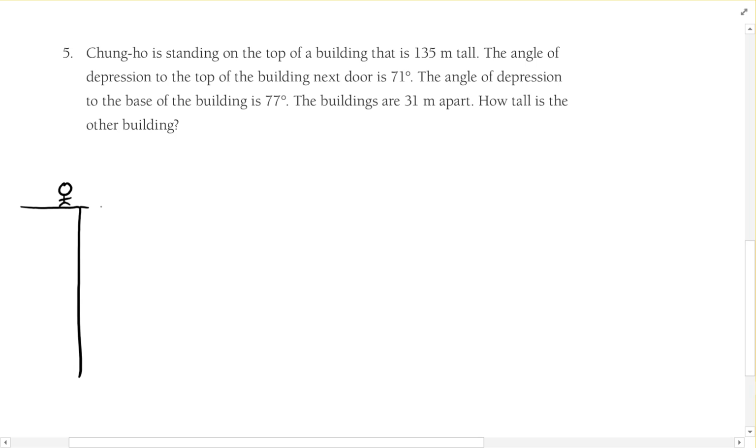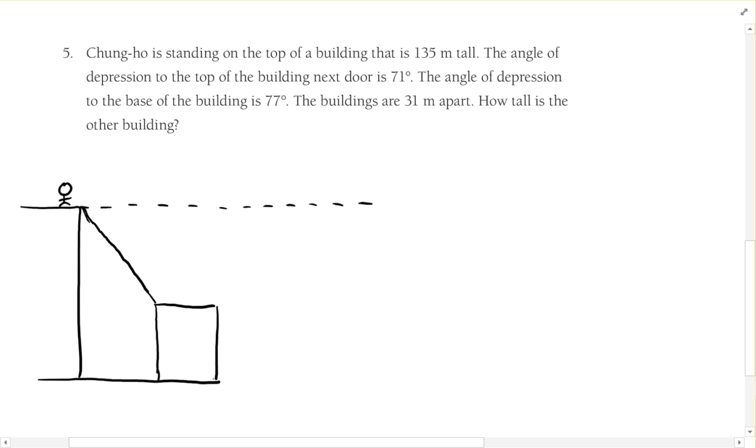So if this is him standing up top here, if you drew a straight line out like that, right? Angle of depression. So if he's looking down this way, and the top of the other building was right there, then it's saying that that would be 71 degrees from there to there. Okay, now it's the other part of it. So that was 71 degrees. The other part is saying that the angle of depression to the base of the building is 77.